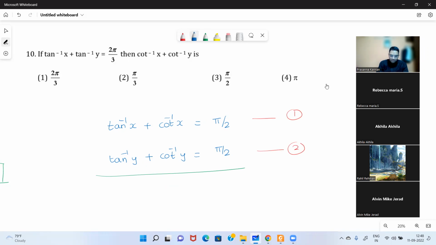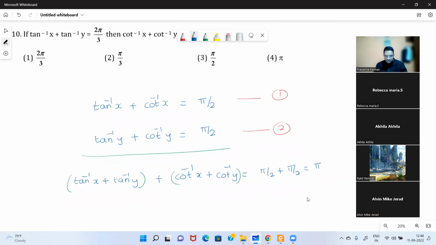Now when I add these two together, what do we get? Tan inverse x plus tan inverse y plus cot inverse x plus cot inverse y is equal to pi by 2 plus pi by 2. So that becomes what? Pi. Exactly. Is it clear to you?